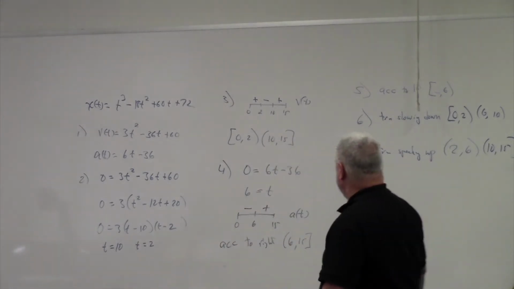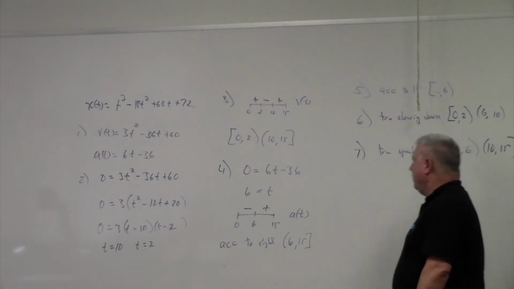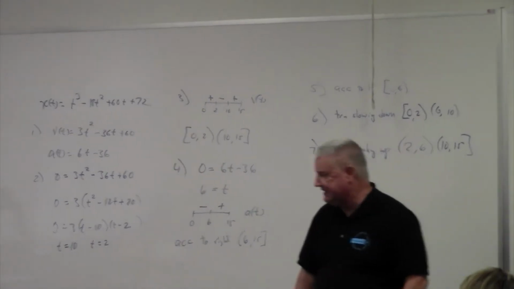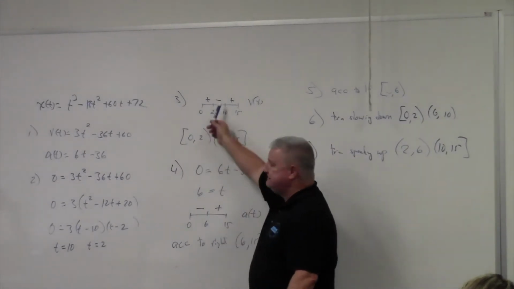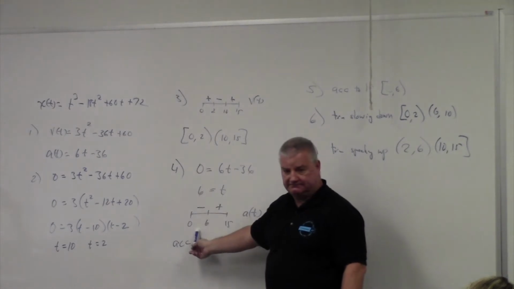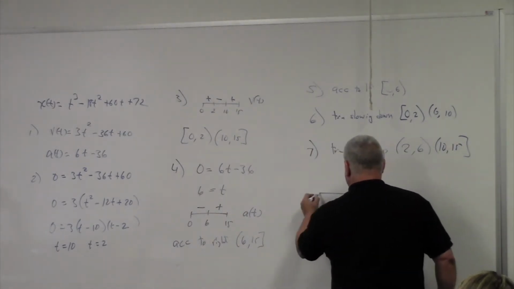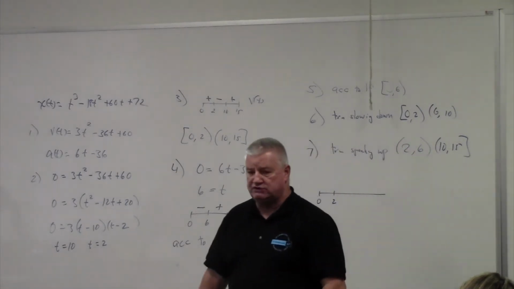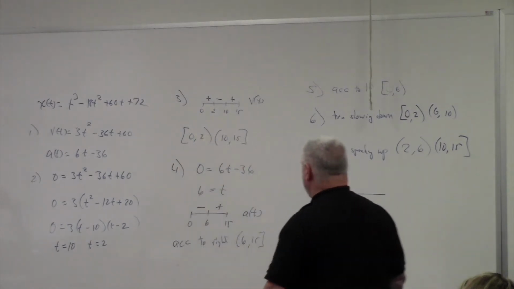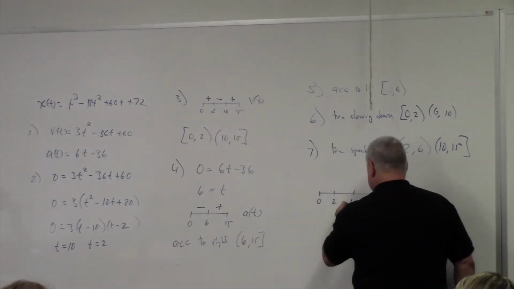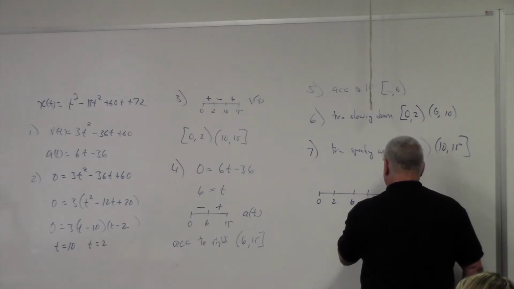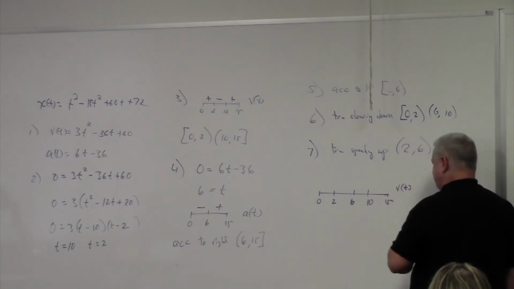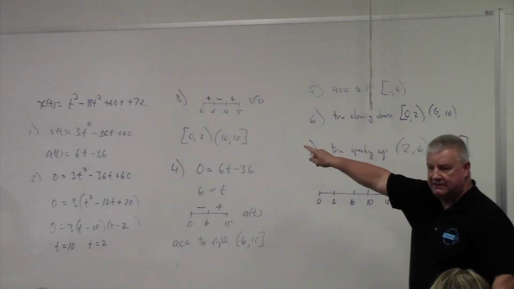Okay? All right. Well, what we can do here to answer these two questions real easily is combine these two split line graphs. So I'm going to make one split line graph with all of these special values on it: 0, 2, 6, 10, and 15. Then I'm going to put these two together. So here's the velocity. I've already done it.